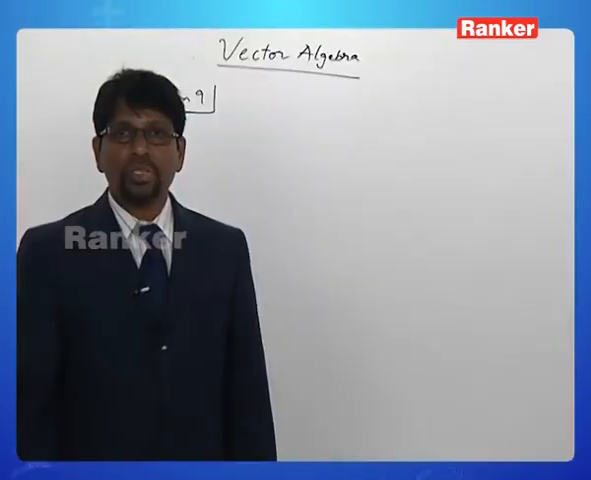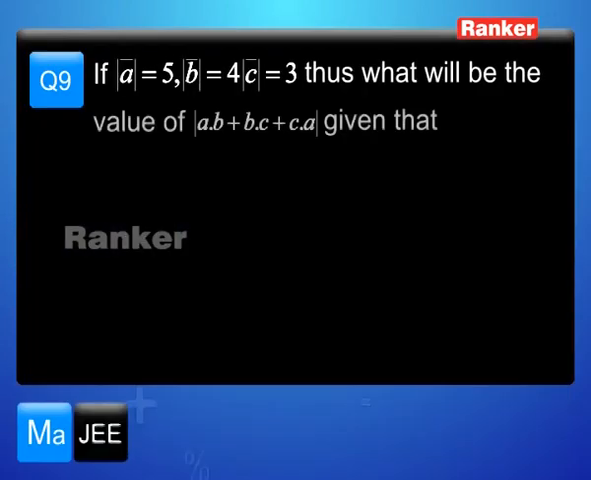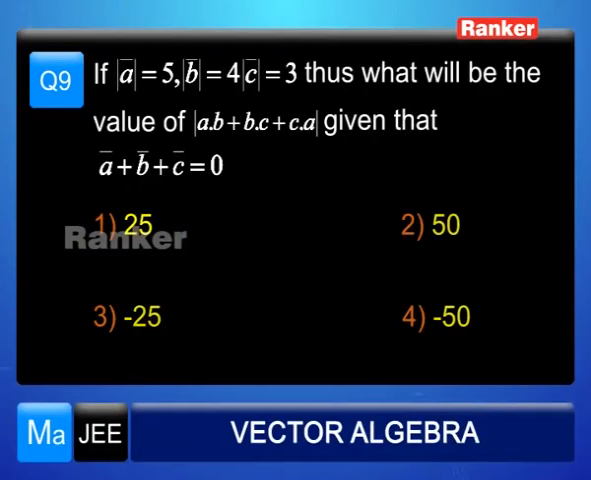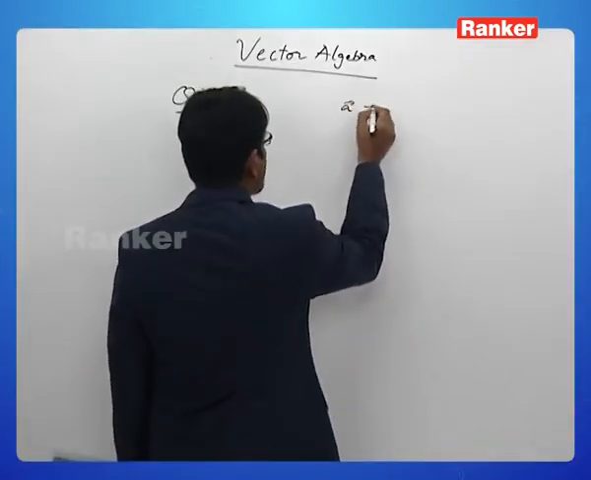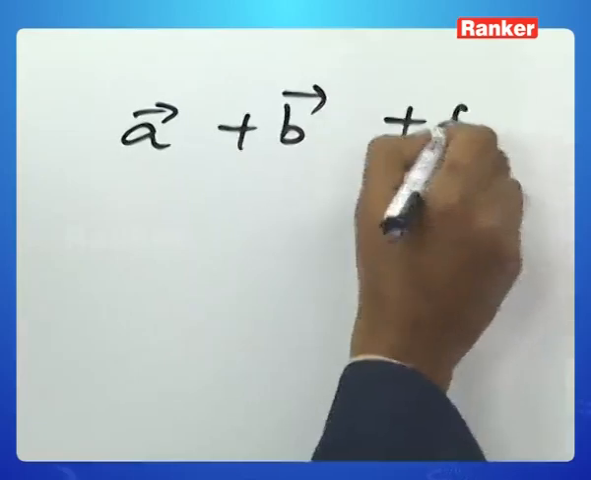Let's move on to the next question, question number 9. If magnitude of a bar is equal to 5, magnitude of b bar is equal to 4, magnitude of c bar is equal to 3, what will be the value of modulus of a dot b plus b dot c plus c dot a, given that a bar plus b bar plus c bar is a null vector? First option 25, second option 50, third option minus 25, fourth option minus 50. Now a bar plus b bar plus c bar is given to be null vector.